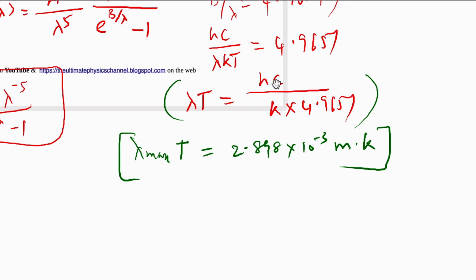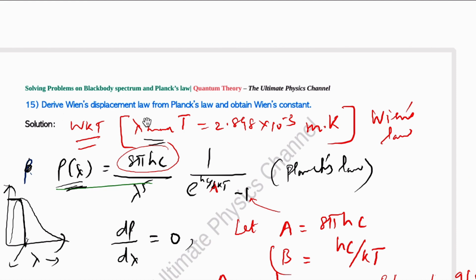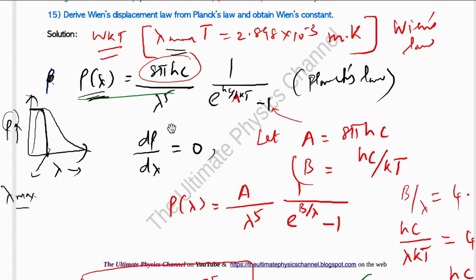You can take c as 3 into 10 power 8. k is 1.38 into 10 power minus 23, Boltzmann's constant. So if you substitute these constants here and this number that you got by doing the guess iteration method, you would get this particular value for Wien's constant. So we have derived not only Wien's law, we are also getting the value of Wien's constant, thereby solving this problem, right? So that brings us to the conclusion of this video.